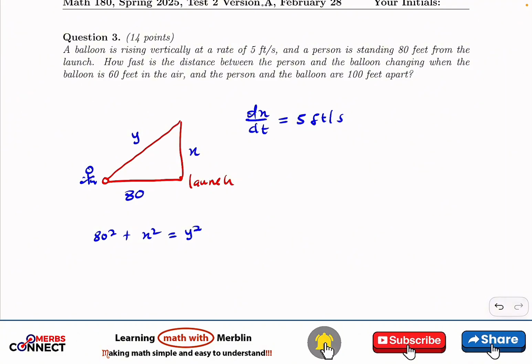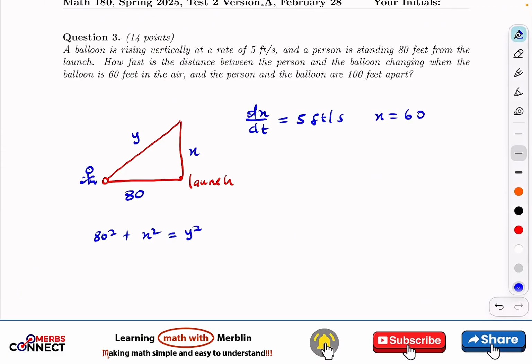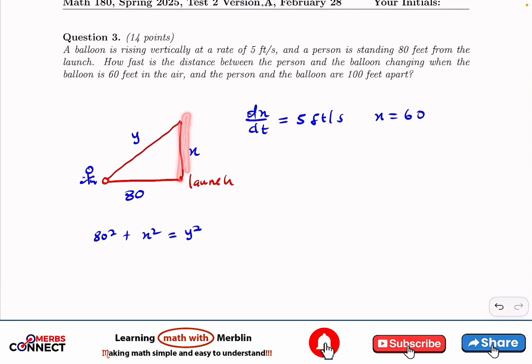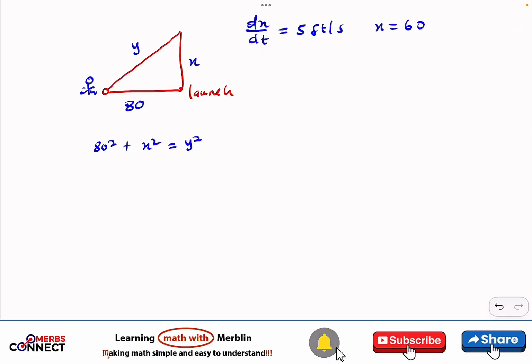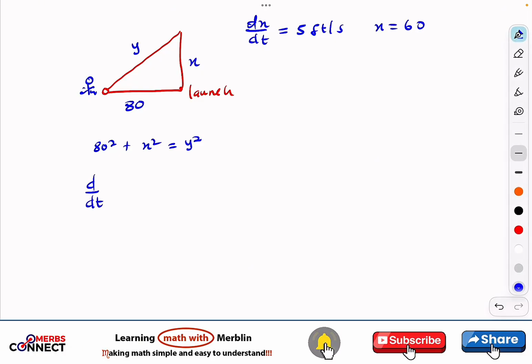Then let's see what we need again. How fast is the distance between the person and the balloon changing when the balloon is 60 feet in the air? So now x is equal to 60 because this is where the balloon is. It's moving up. So we have x equal to 60 there. All right, so now let's try and find the change. Let's differentiate this with respect to time. So d/dt of 80 squared plus x squared is equal to d/dt of y squared.